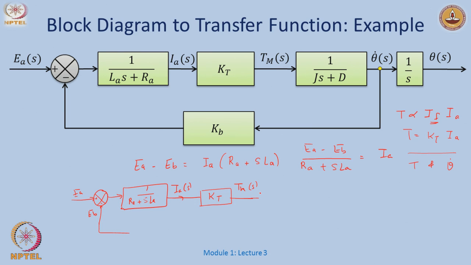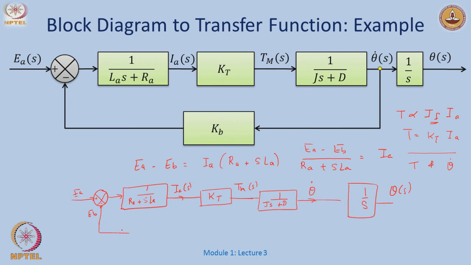So, T M goes via J S square plus D. So, the relation between the torque and the angular velocity goes through this, and it generates a theta dot. And this theta dot, I can integrate; an integral component would look like 1 over S, and I get a theta S. Now, how to close this loop?